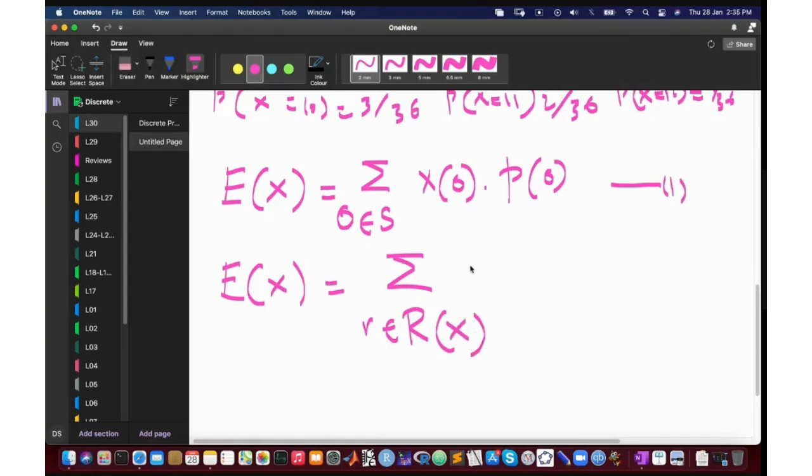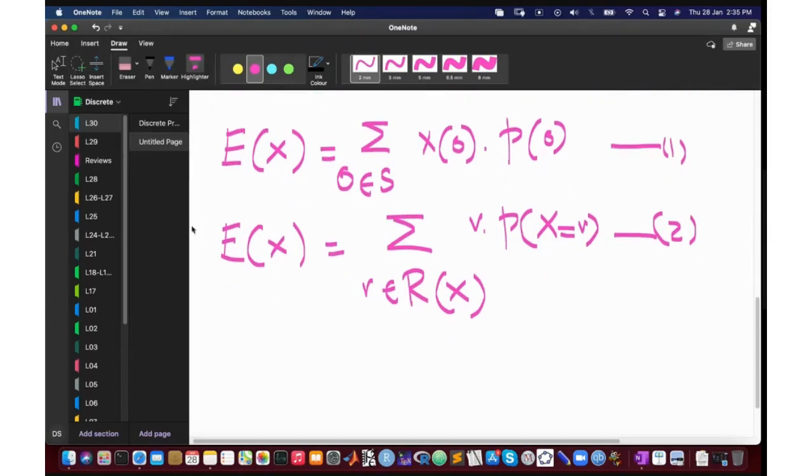Okay, so you write v, the value जो भी उसके range के अंदर है, and the probability that x is equal to that value. Okay, so this is the second formula. You can use whichever you think is more convenient in a given case. लेकिन इस case में मुझे ये लग रहा है कि this one is slightly more convenient.